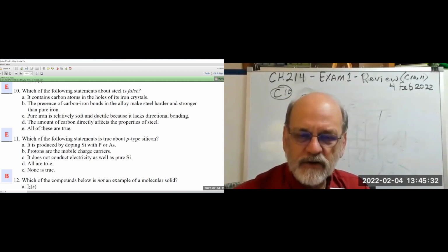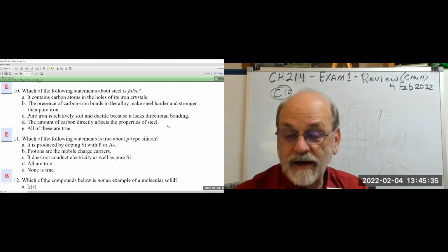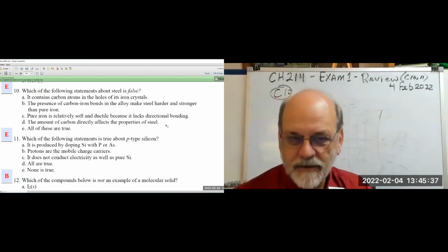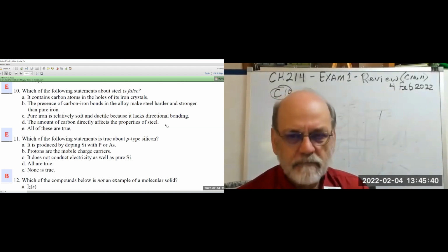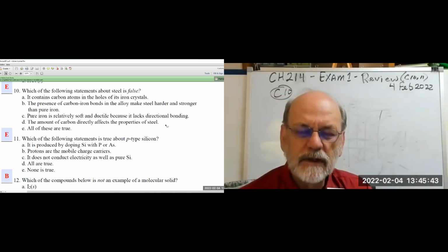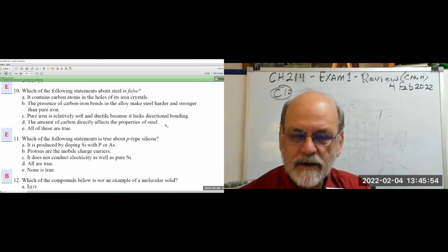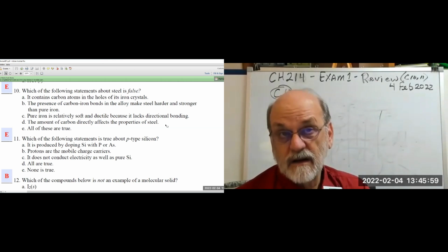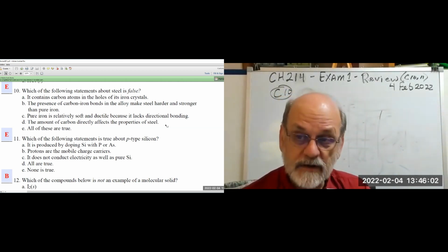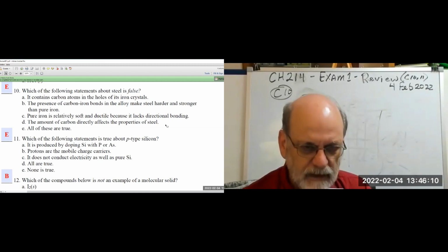D, the amount of carbon directly affects the properties of steel. Well, I described that to you also. The amount of carbon. Anything above, let me scratch my head for a minute. 0.5% carbon by mass is considered high carbon steel. Actually, 0.3% would be high carbon steel. Low carbon steel would be in the neighborhood of 0.2 to 0.1%.